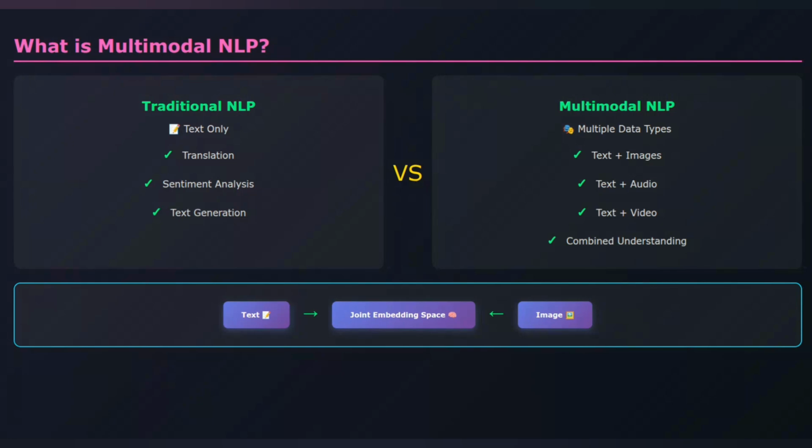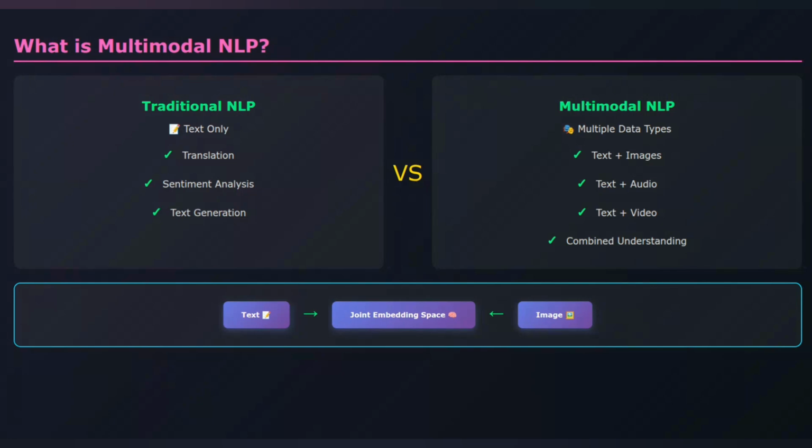Multimodal NLP takes this a step further. It combines natural language with other modalities. That's a fancy word for types of data, like images, audio, video, and even sensor data. The key innovation here is that these models don't just process each type of data separately. They create a shared understanding space where text, images, and other data types can interact and inform each other.